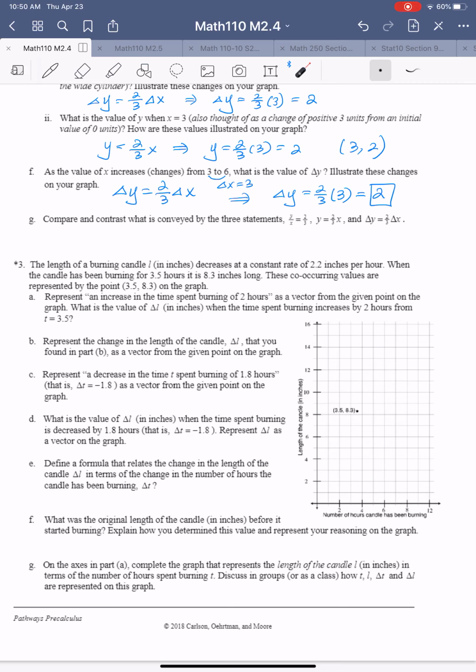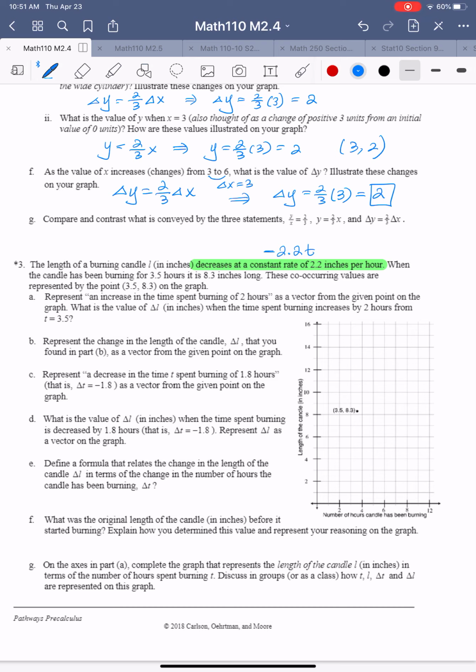A, represent the increase in the time spent burning of 2 hours as a vector from the given point on the graph. What is the value of delta L when the time spent burning increases by 2 hours from t equals 3.5? So let me think about what happened for the decrease at a constant rate of 2.2 inches per hour. A decrease means a negative, so negative 2.2 times the time.